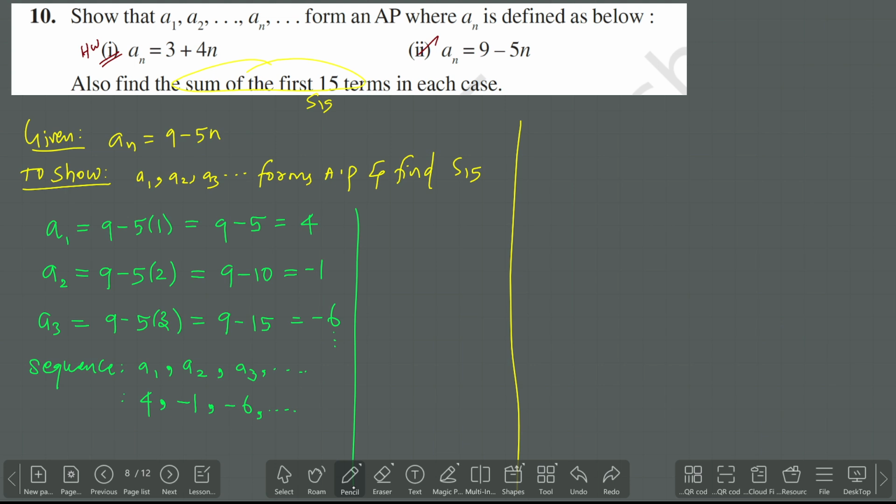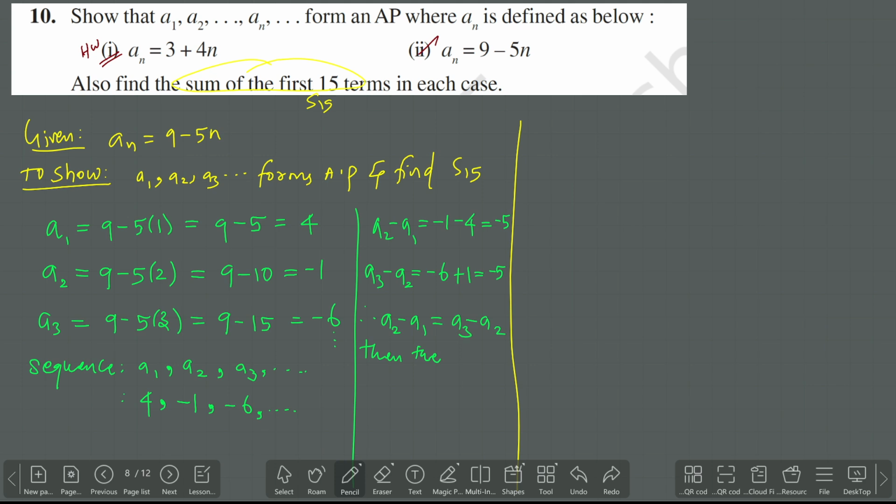Am I right? Now, let me find A2 minus A1. A2 value, what? Minus 1. Formula minus, A1 value, what? Minus 4. Equal to what am I getting? Minus 5. Right. Like that, A3 minus A2 you find. A3 value minus 6, formula minus, A2 value, what? Minus 1, minus into minus plus 1, equal to what am I getting? Minus 5. So therefore, A2 minus A1 is equal to A3 minus A2.